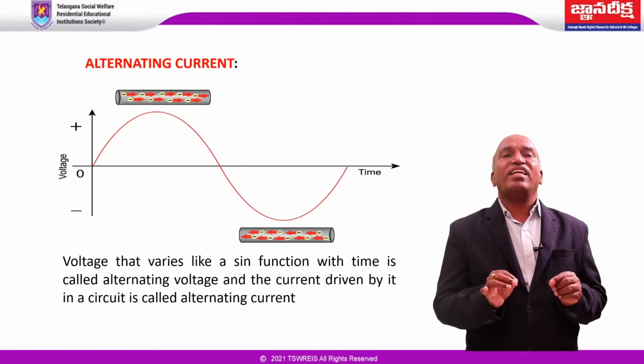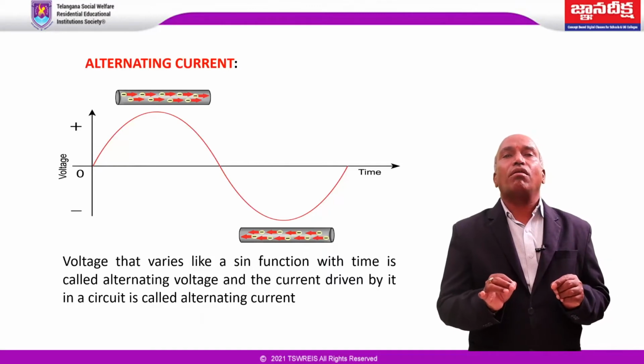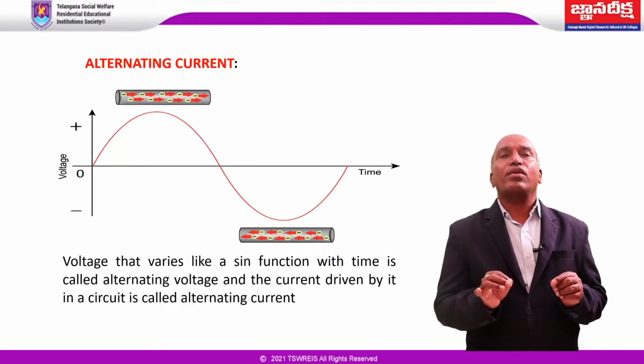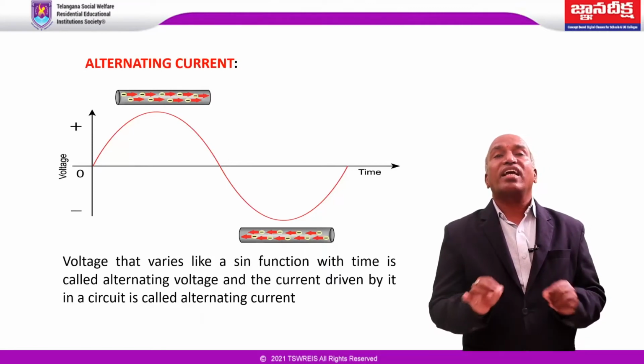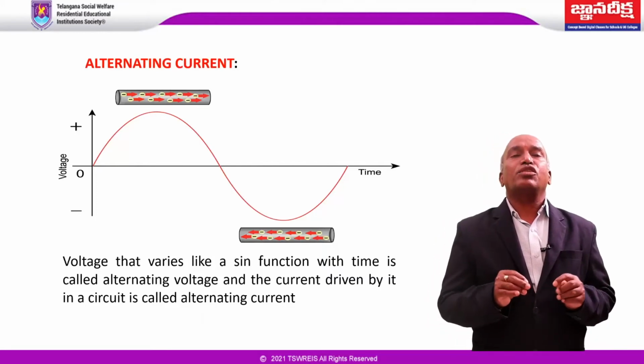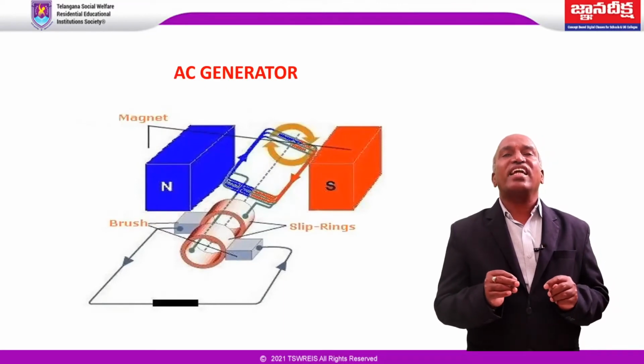Voltage that varies like a sine function with time is called alternating voltage, and the current driven by it in a circuit is called alternating current. Look at the picture. This picture shows a simple diagram of an AC generator, which generates electric energy.